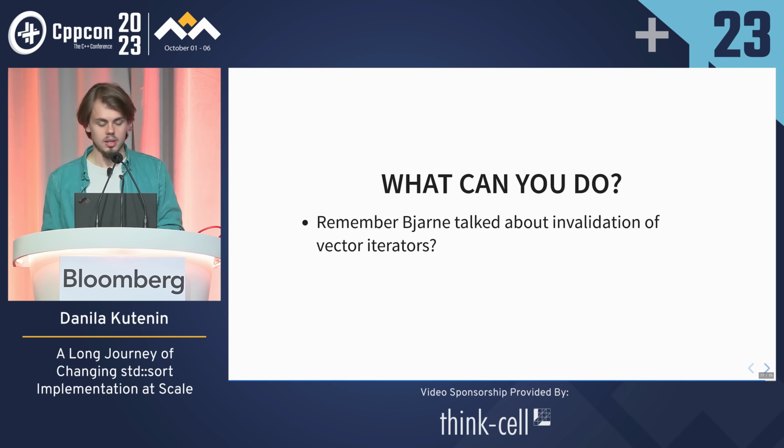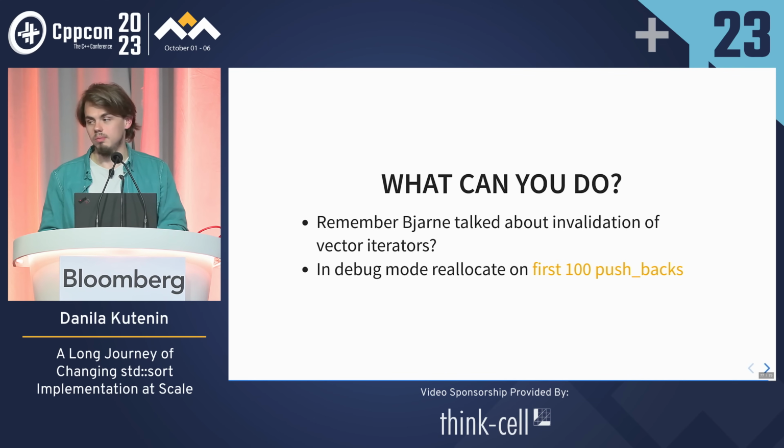What else can you do? Remember, Bjarne today talked about invalidation of vector iterators. Well, I don't know, there can be ideas which were very successful for strict weak ordering checks. Let's just, in a debug build, reallocate the vector on the first 100 push_backs. We'll find a lot of bugs with dangling references, dangling iterators. Probably it will help a lot.